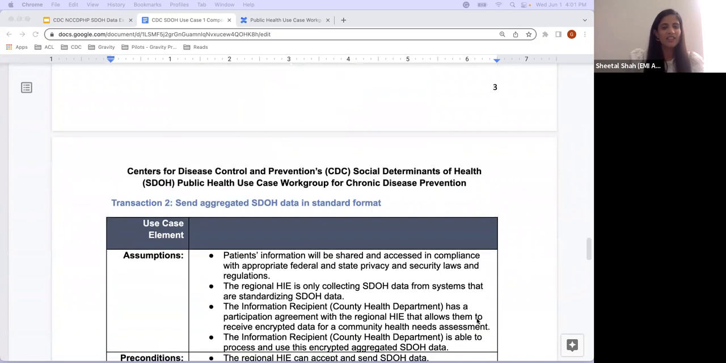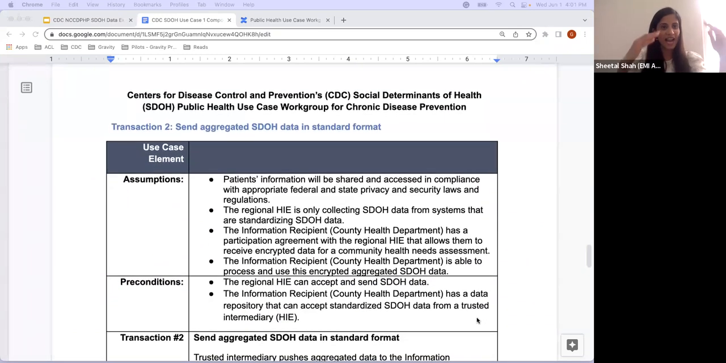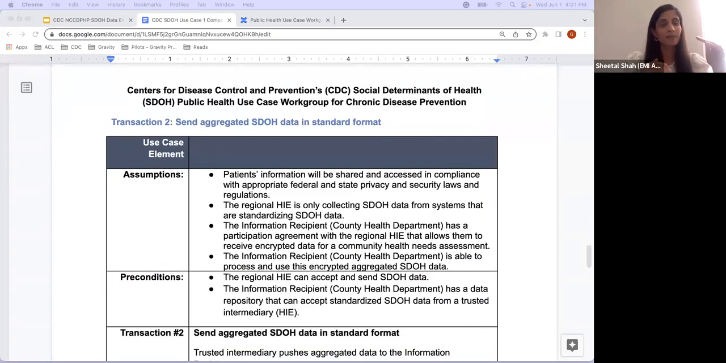So the next section in the use case package is the table that will outline all of these components for transaction 2, which now is taking us from the trusted intermediary, which is our regional HIE, to sending this data in an aggregated format to the county health department, which is our information recipient.